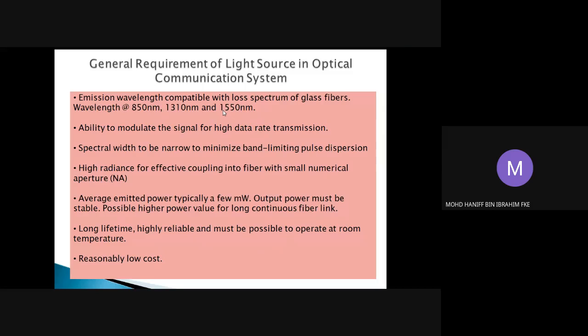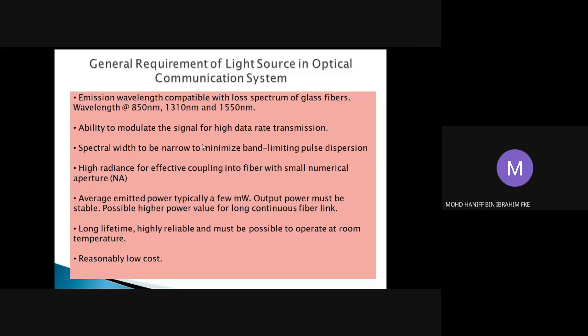Number two, the light source must be able to modulate the signal for high data rate transmission. This is a very important characteristic. Modulation of the light for high data rate transmission must be fulfilled. That is why for high data rate transmission we prefer to use a laser diode, because of this ability to modulate the signals.